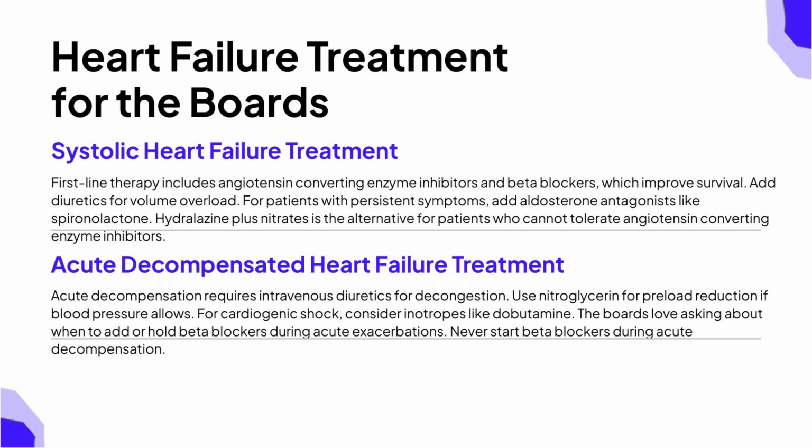For acute decompensated heart failure, the approach shifts to intravenous diuretics and vasodilators. The key pearl here is about beta blockers. If a patient is currently on a beta blocker and presents with acute decompensation, you can continue it at a reduced dose unless they are in cardiogenic shock. But you should never start a beta blocker during acute decompensation. The boards test this distinction frequently. Review the heart failure treatment algorithms in your cardiology resources.